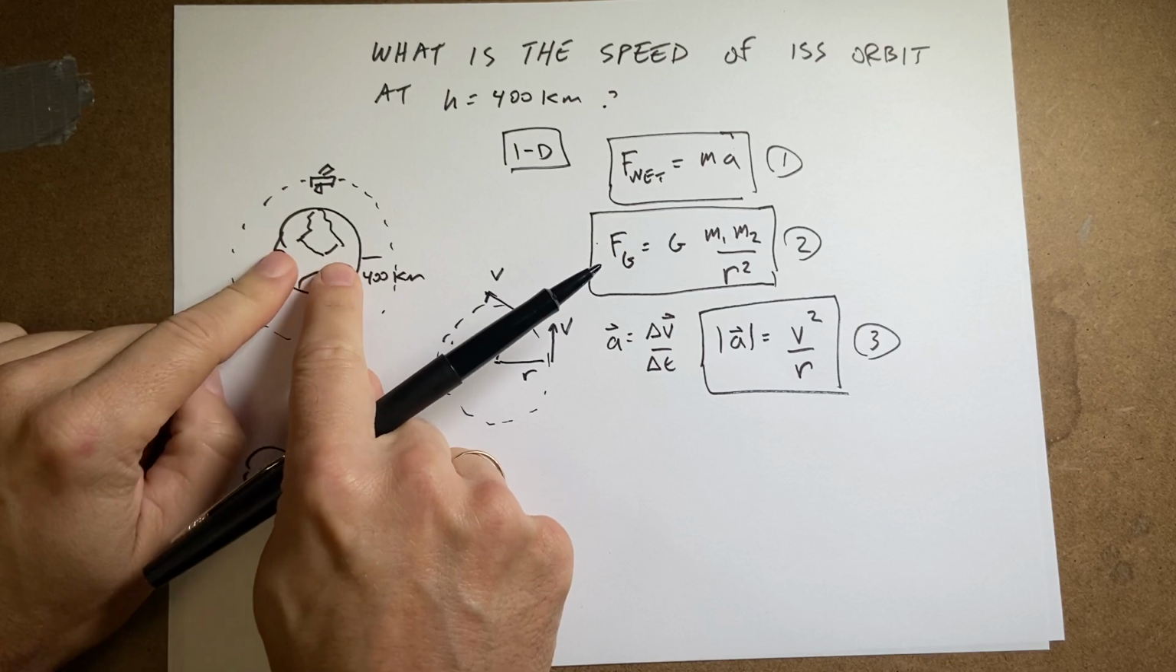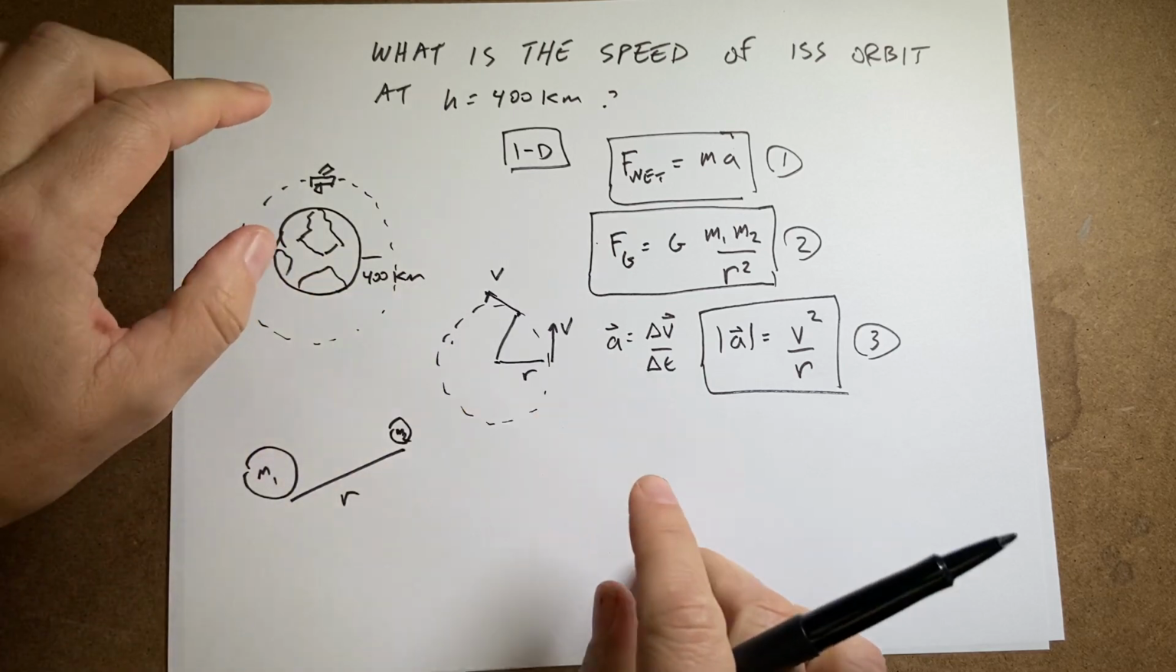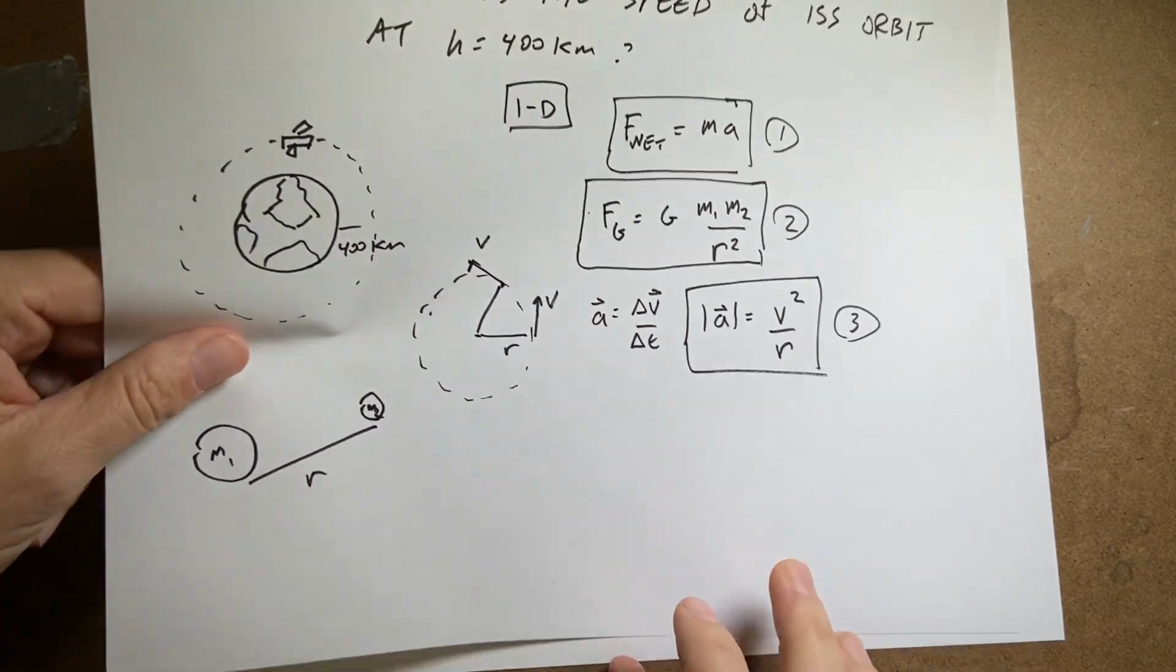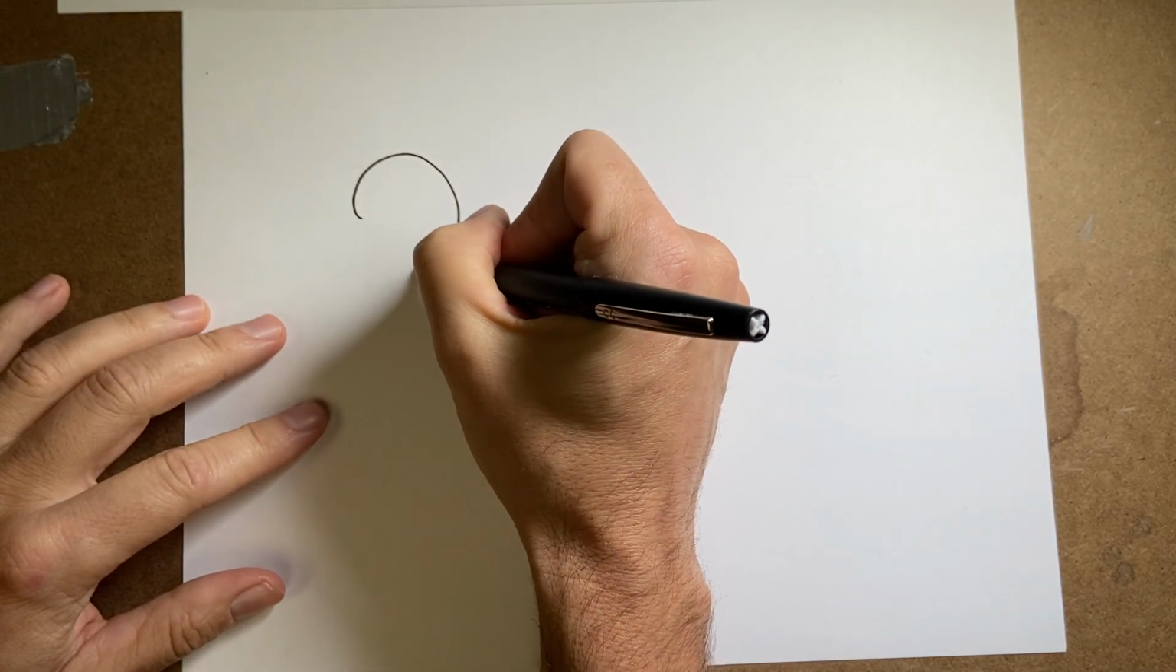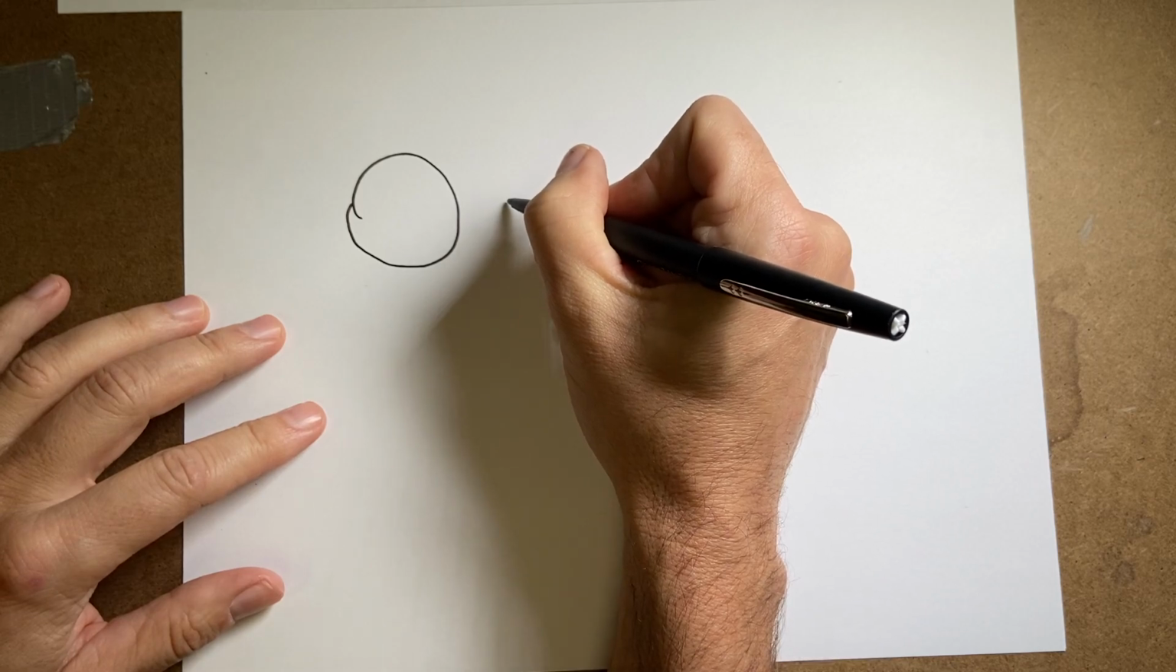I'm going to redraw this picture, and then we're going to draw the forces on it, and we're going to make everything work. It's going to be great. Okay, so here's my Earth. And this is not to scale.